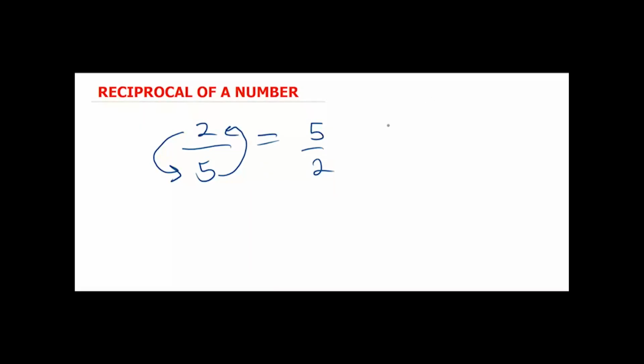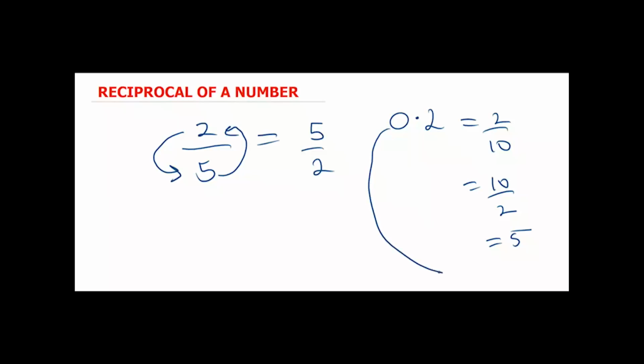So in the same way, if you are given a decimal number 0.2 for instance, and you are asked to find the reciprocal of 0.2, yes, it's very possible. You just have to change it to a decimal fraction, which is 2 over 10. Then you will now flip it. It will give you 10 over 2, which is the same thing as 5. That means the reciprocal of 0.2 is simply 5. So this is how to get the reciprocal of a number.